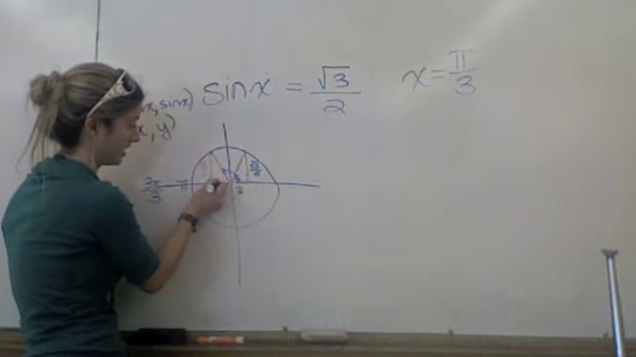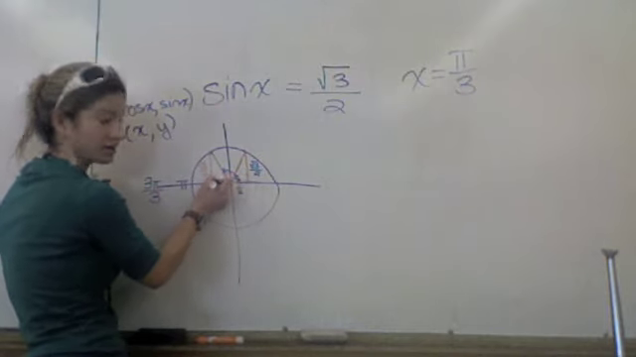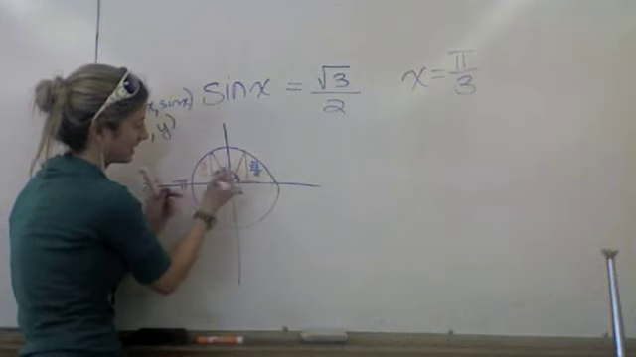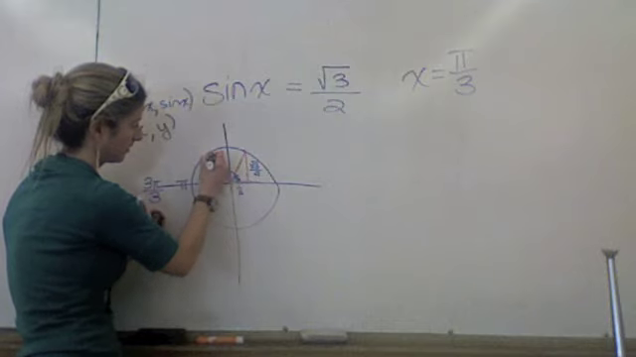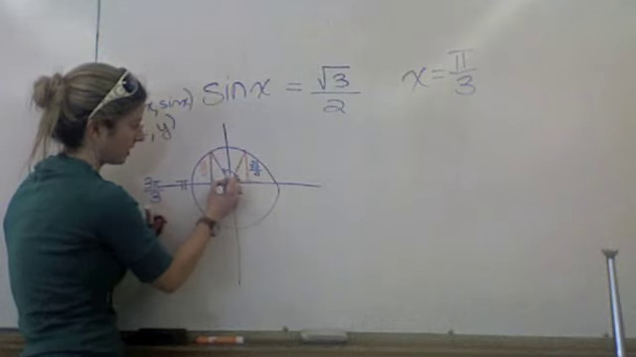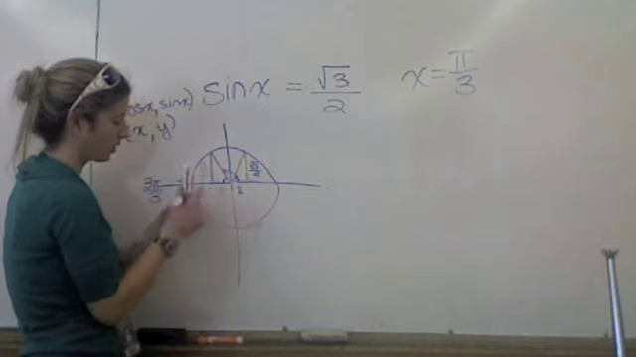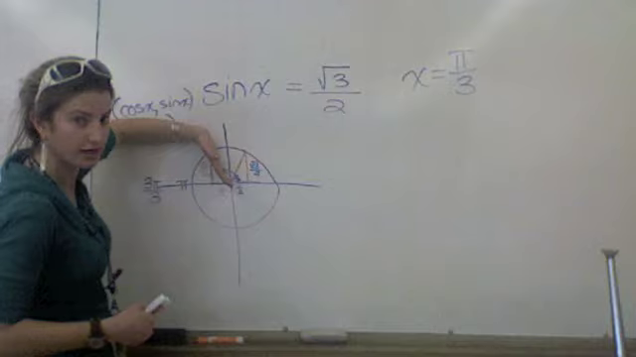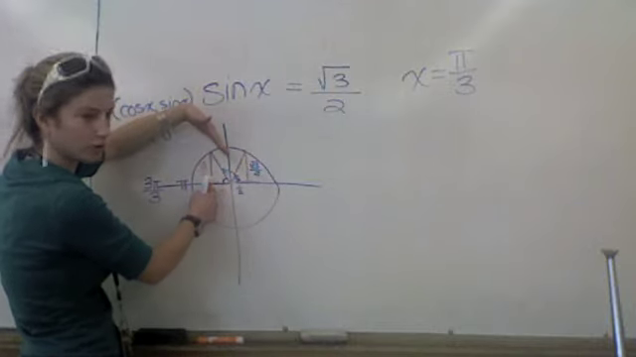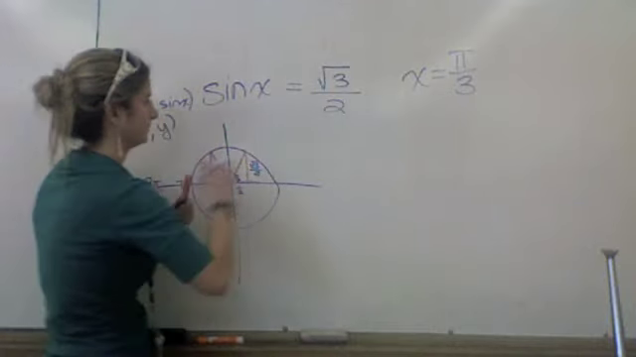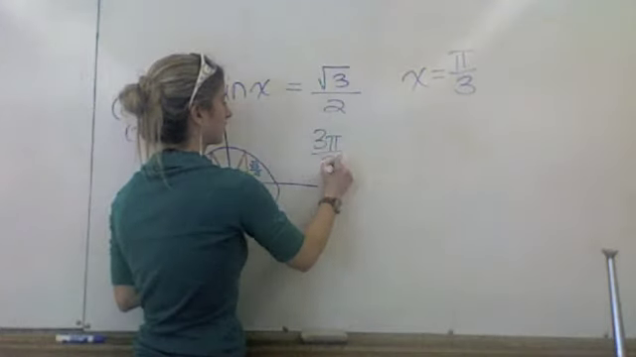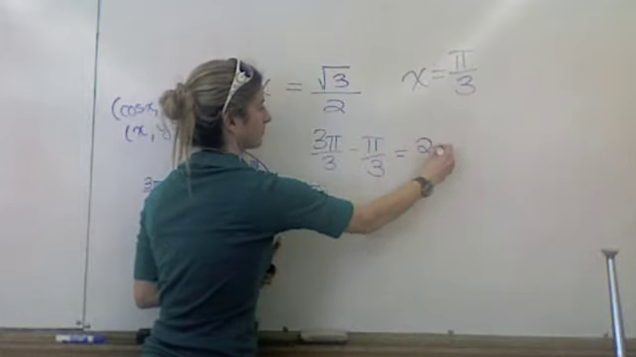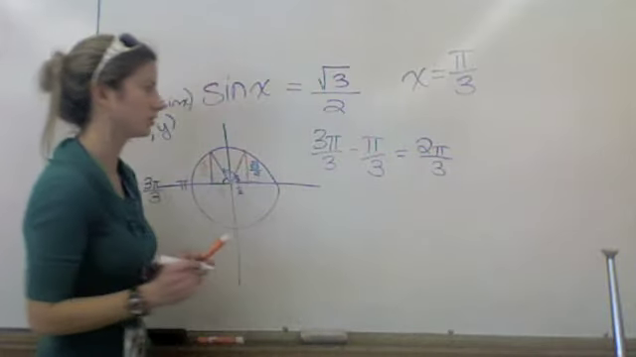Well, if we come all the way down to here, not stopping where I have a stopping point, but coming all the way down, that would be 3 pi over 3. But because this is the same triangle as the one over here, this angle right here is pi over 3. So if we go all the way down to 3 pi over 3, we're actually subtracting pi over 3 off of that. So if we have 3 pi over 3 total rotation minus pi over 3, that's going to equal 2 pi over 3.